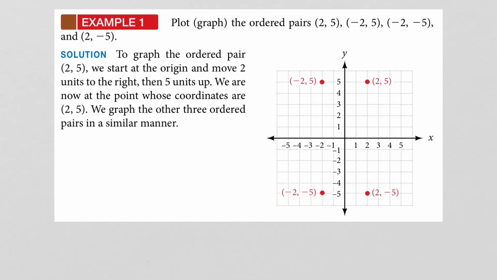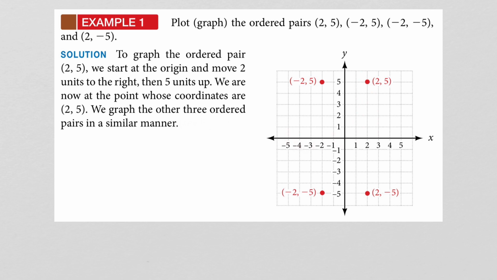So for example, let's go ahead and plot, which just means to graph, the ordered pairs 2, 5, -2, 5, -2, -5, and 2, -5. And what you should see is that all these points are kind of similar, but they correspond to different values on the x and y axes. So +2, +5 is in the first quadrant because this is where x equals +2 and where y equals +5.